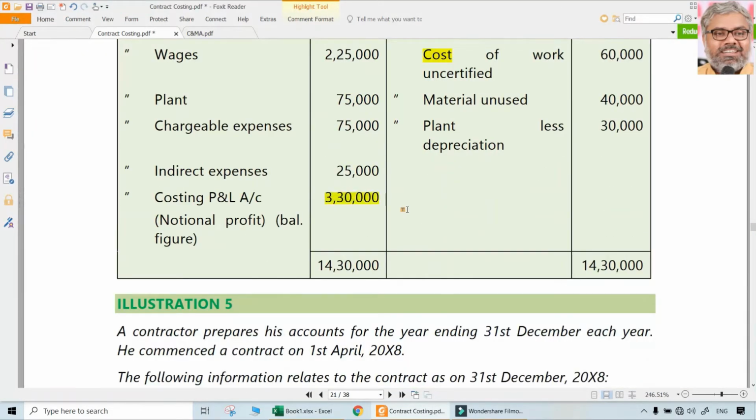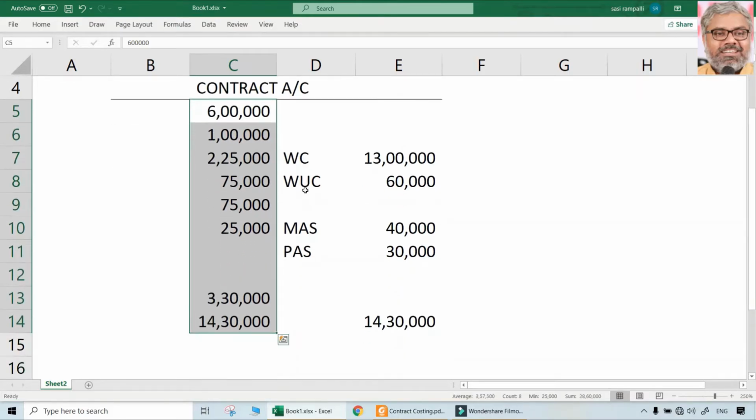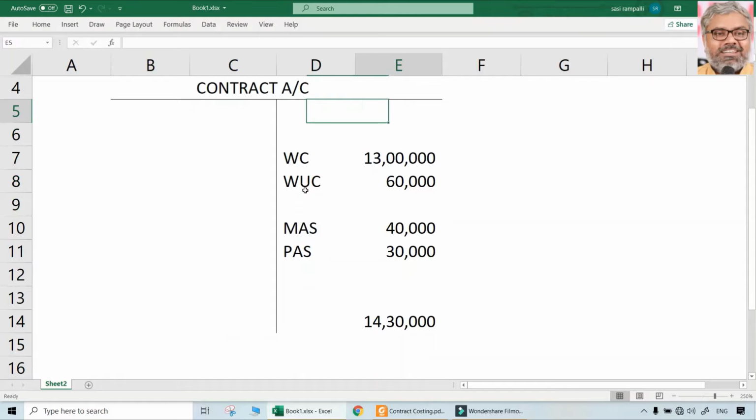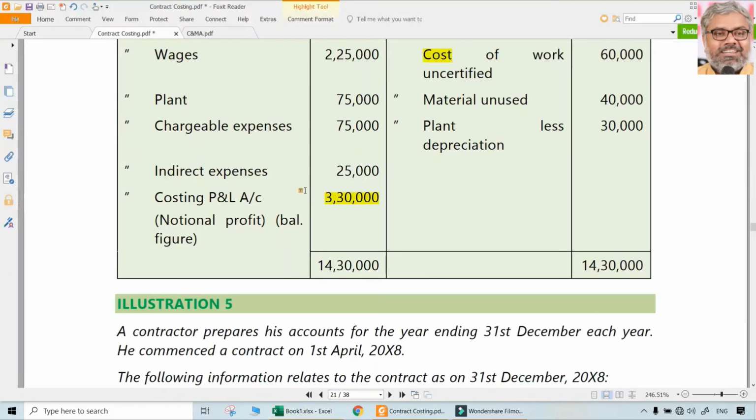That's it. That is how the contract account is simply prepared. But again, this is not a standard exam level question. If such question is asked, it can be only asked for a maximum of 5 marks. But a 10 marks question will be naturally much bigger than this. Okay. But yeah, that tells us how to prepare a contract account.